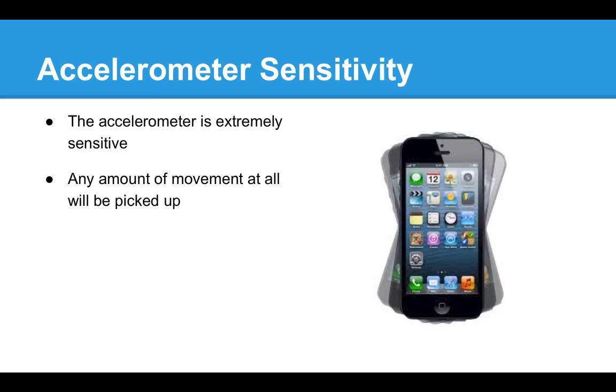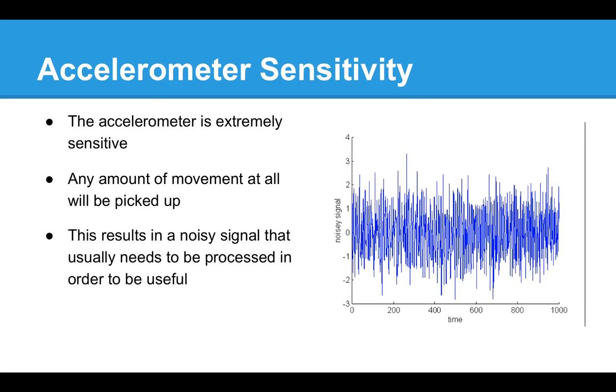The accelerometer is extremely sensitive, so any amount of movement at all will be picked up. Even if you're holding it in your hand and you think you're holding it totally stationary, the accelerometer will pick up all the little tiny movements that are too small for a person to detect. This means the signal from the accelerometer is extremely noisy because you get all these little tiny movements included, even if you're only interested in the larger movements.